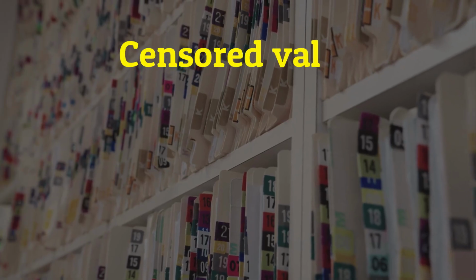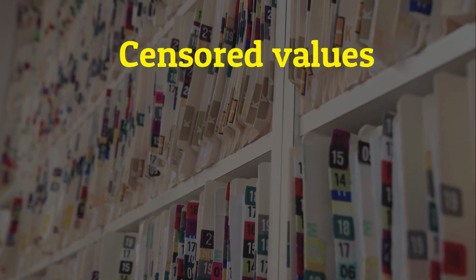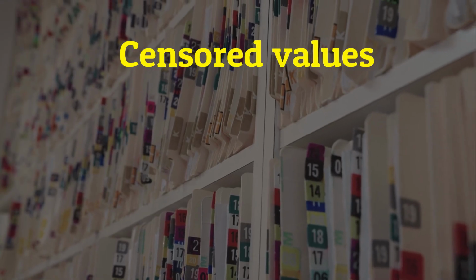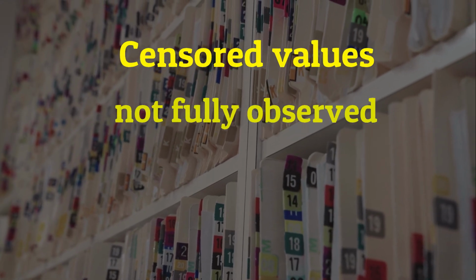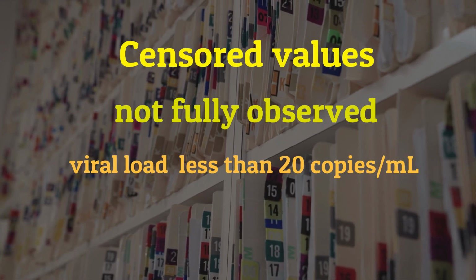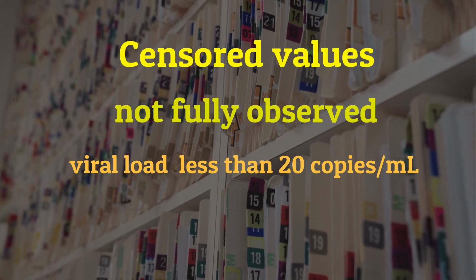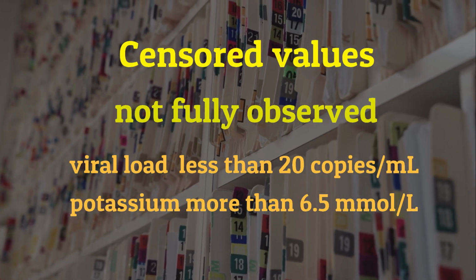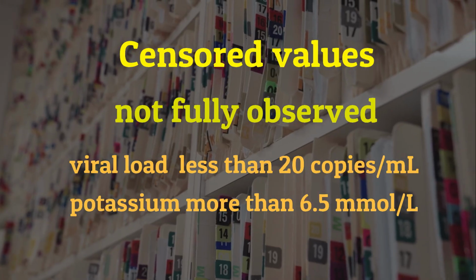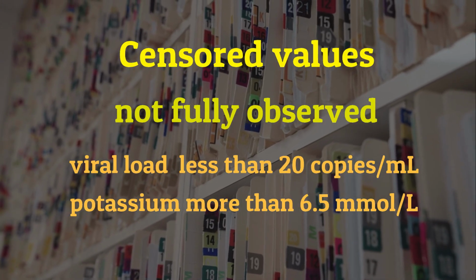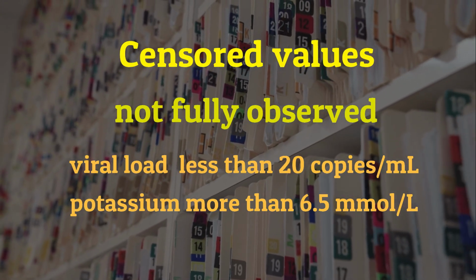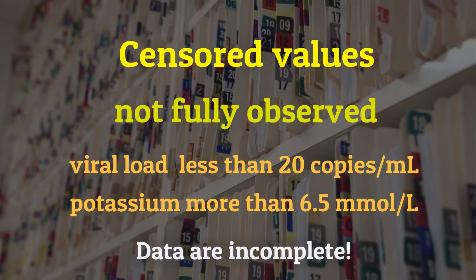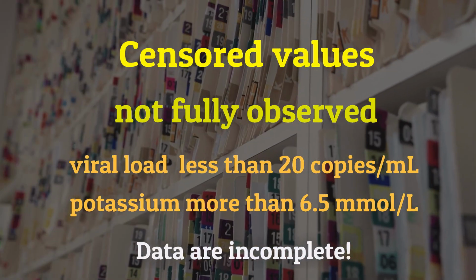The examples we've looked at are examples of data with censored values. A value is censored when it is not fully observed. Viral loads less than 20 copies per milliliter are one example. Serum potassium levels greater than 6.5 millimoles per liter are another. In each case, we only know that the value is above or below a certain limit. In other words, the data are not missing, but they are incomplete.